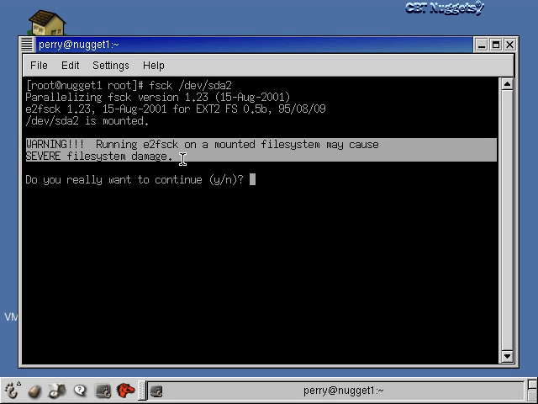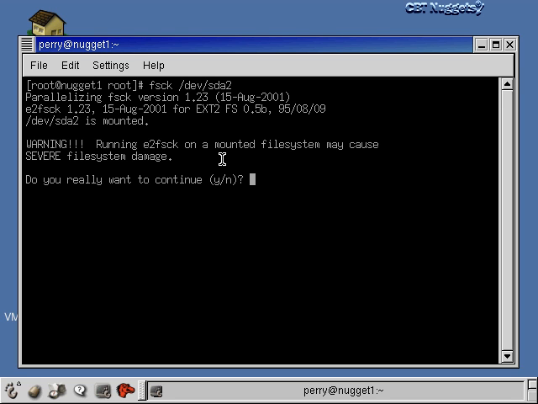and then it gave me this warning: running this on a mounted file system may cause severe file system damage. And then it says, do you really want to continue? Well, the answer is like asking a kid if they really want to eat their broccoli. Definitely no. You don't want to continue here because it's a mounted file system, and moreover, it's mounted in writable mode. People can write to this partition.